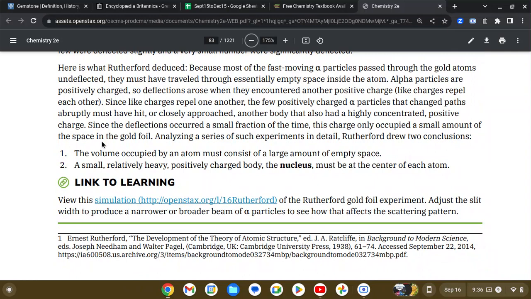Analyzing a series of experiments in detail, Rutherford drew two conclusions. One, the volume occupied by an atom must consist of a large amount of empty space. Two, a small, relatively heavy, positively charged body, the nucleus, must be at the center of each atom.